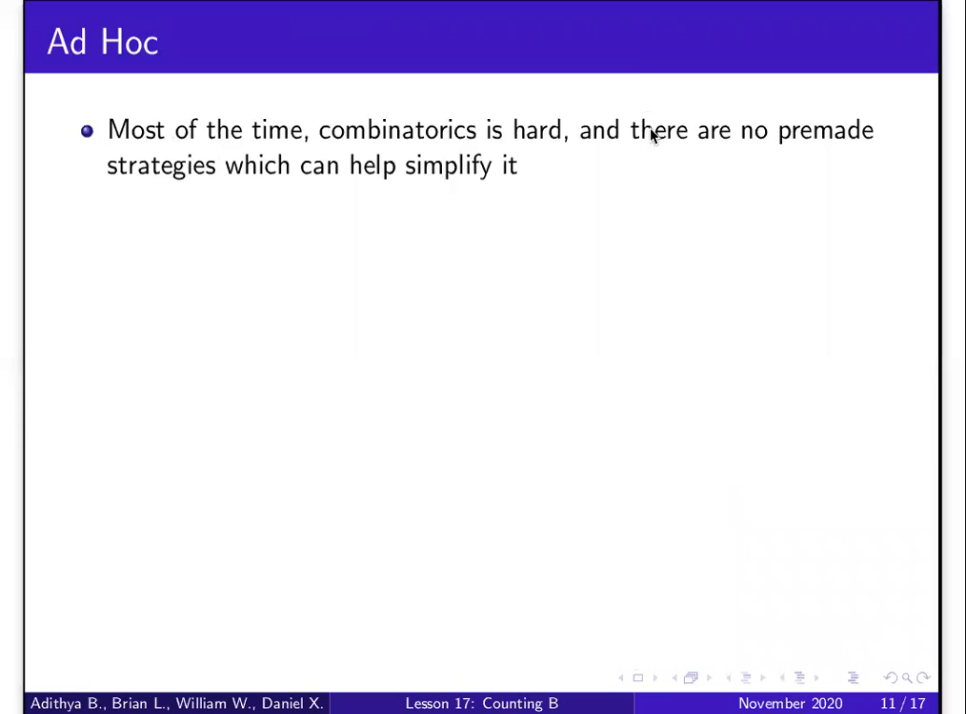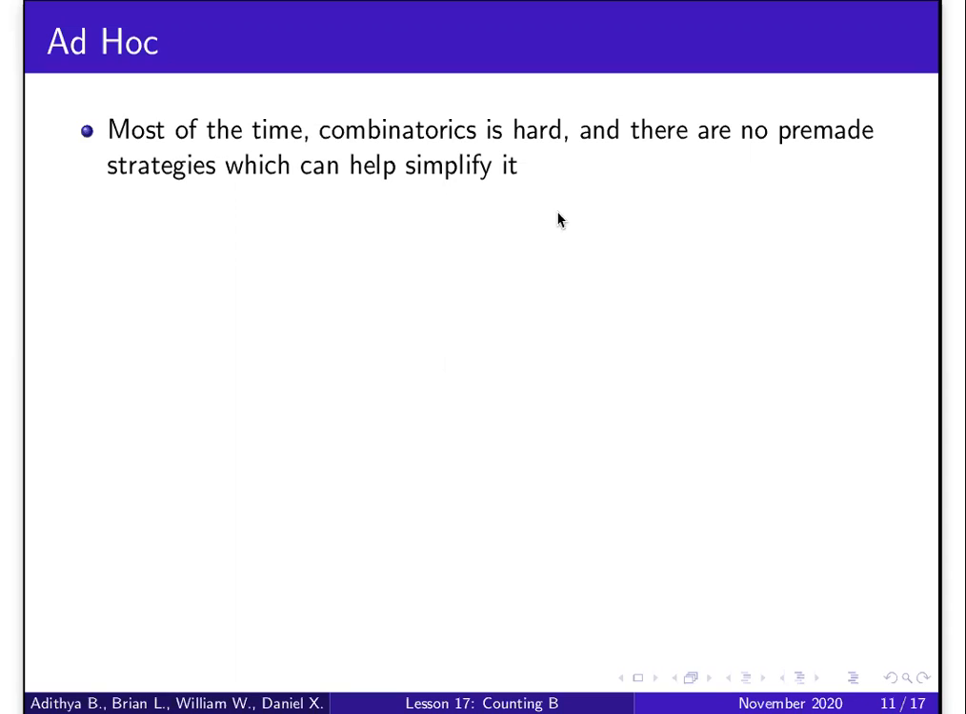Yeah, so our last section for today is we're going to discuss a few examples of ad hoc combinatorics. So far in the last lesson and the first part of this lesson, we've learned some specific strategies for helping us solve certain classes of combinatorics. But of course, most of the time combinatorics is hard and there are no pre-made strategies which can help simplify it. And this broad range of questions falls under the category of ad hoc.